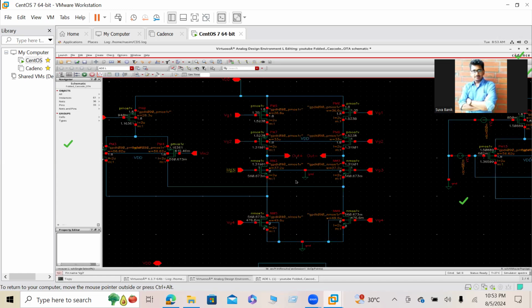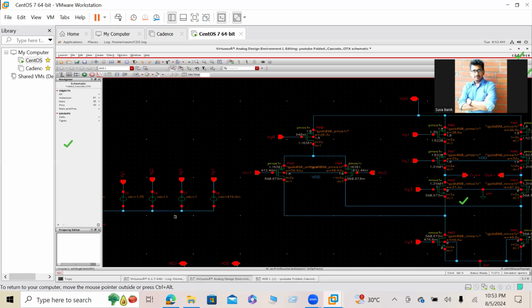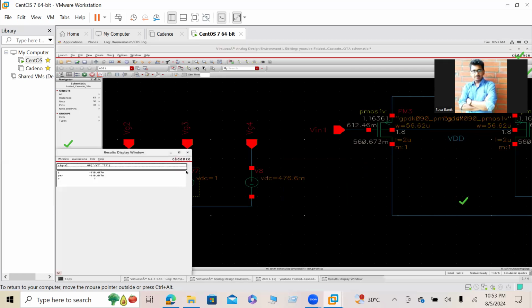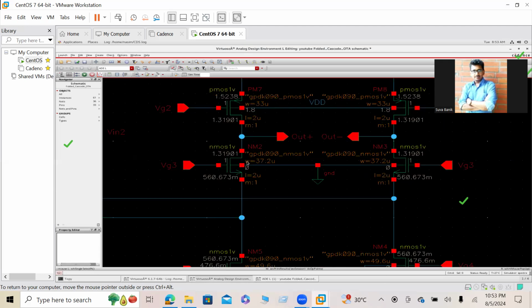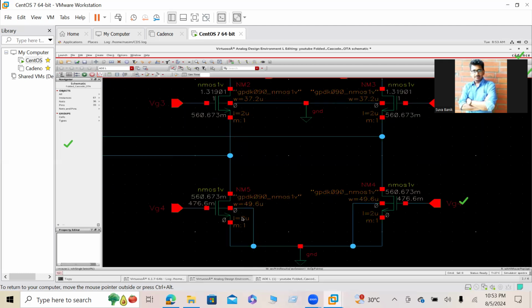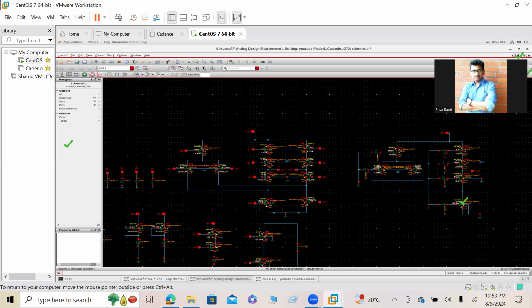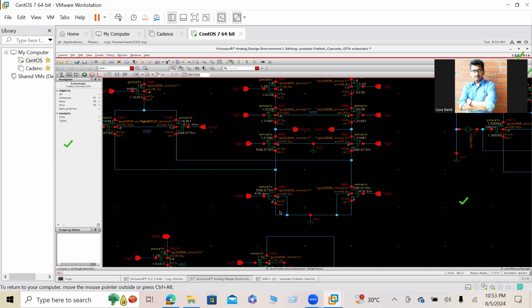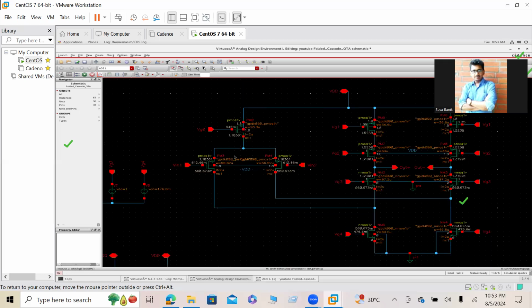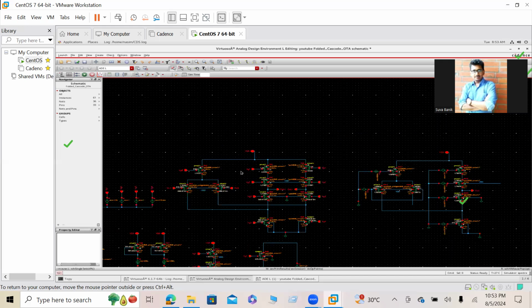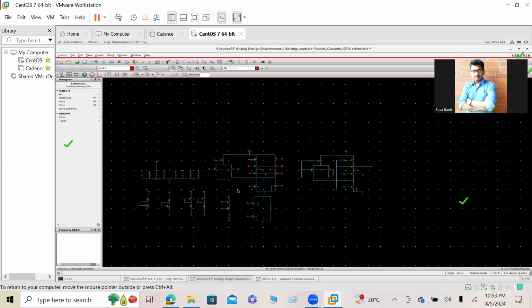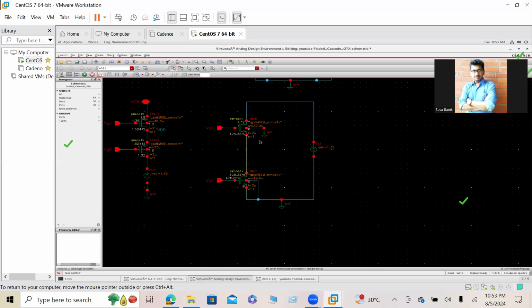You can just change this value. You just need to run a DC sweep. You need to change this value using DC sweep, and you can plot the drain current of NM2, you can plot the drain current of NM5. So if you vary the VG and look at the drain current, then you can easily see when it reaches its saturation condition. And you can also plot the drain current of PM3. You can see if it is in saturation or not. I demonstrated this small thing in my previous lecture, so I am not showing it here.